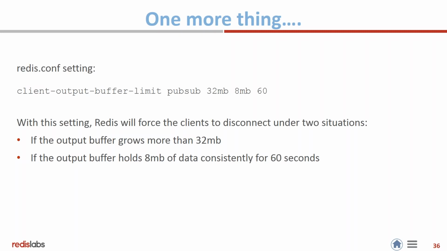Redis maintains an output buffer for every client or every subscriber. If the output buffer reaches 32 MB, with this default setting, Redis will disconnect that subscriber. This is possible if the subscriber is consuming data at a slower pace. So if the output buffer reaches 32 MB, it disconnects that subscriber. Or the other reason is if the output buffer is consistently above 8 MB with this setting for 60 seconds, it will disconnect that subscriber. So that is the one.